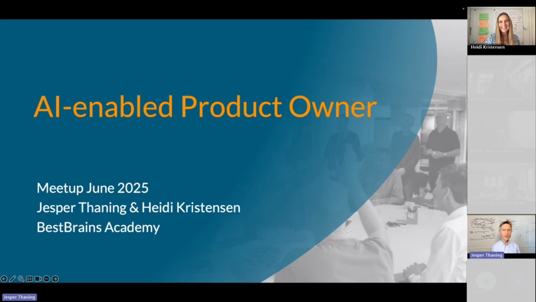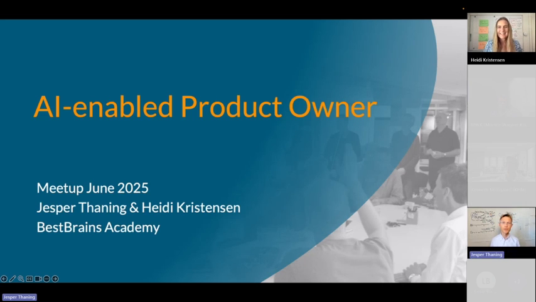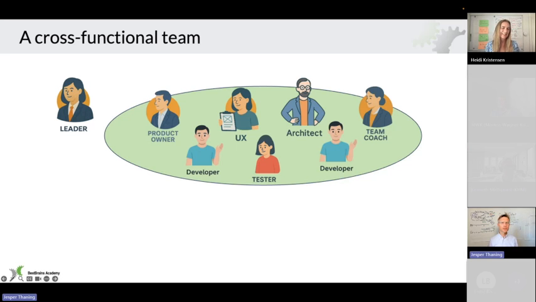We have Heidi and me today that will guide you through some topics about how you can use AI as a product owner. We're trying to consider how we can put AI into the picture of a cross-functional team, and what happens when a new powerful tool is introduced? How can we also look at this from the perspectives of the different roles in the team?